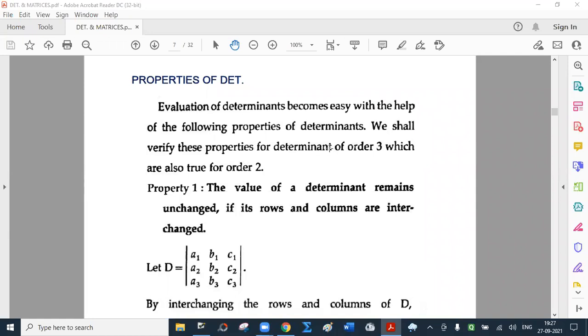Properties of determinants. Evaluation of determinants becomes easy with the help of the following properties of determinants. We'll verify these properties for a determinant of order 3, which are also true for order 2. We'll just discuss the first two properties maybe. The value of a determinant remains unchanged if its rows and columns are interchanged.